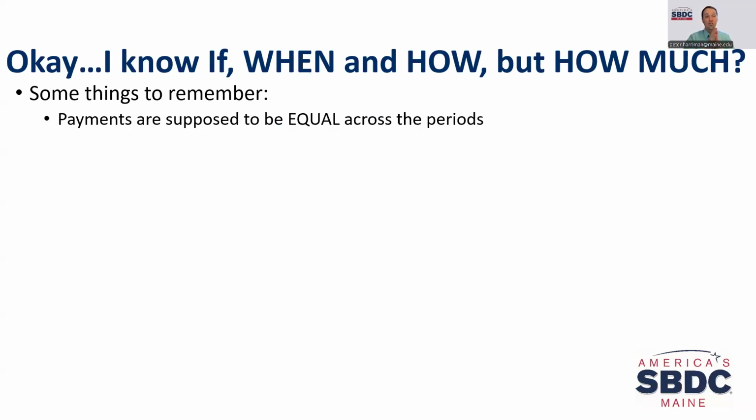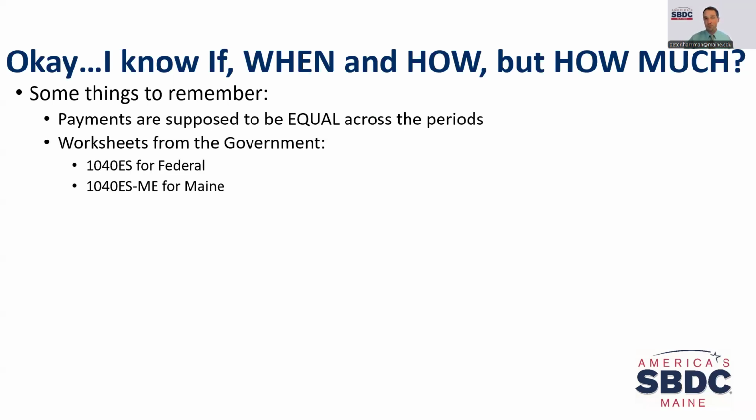Remember, payments are supposed to be equal across the periods. That's how the IRS would like it. If you were in business all 4 periods, you have 4 payments. If you're in business for only 2 periods, only 2 payments, right? But equal across those periods. There are worksheets that the government has created to try to help you estimate the taxes, the 1040-ES and the 1040-ES ME for Maine, and they do have calculations on the worksheet. They're not the easiest to work through, so we'll get to a little trick later on.